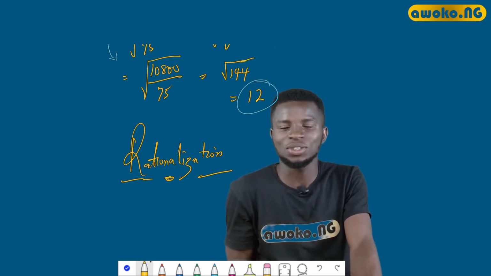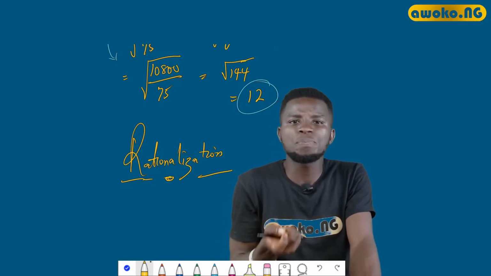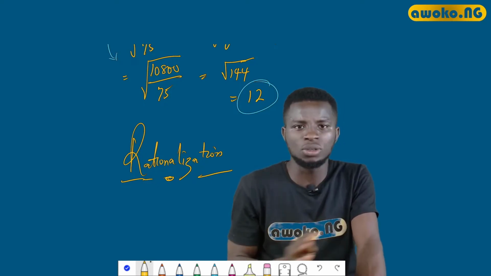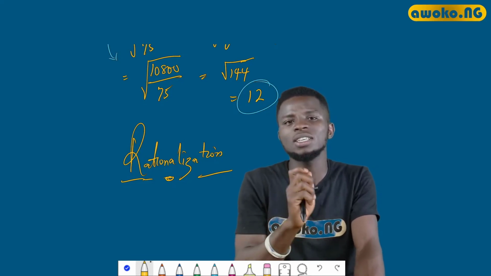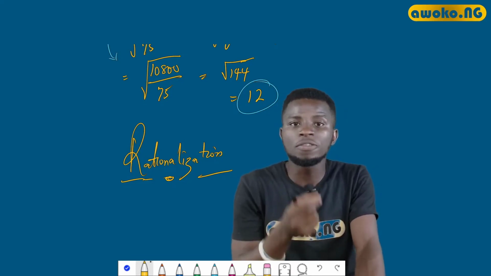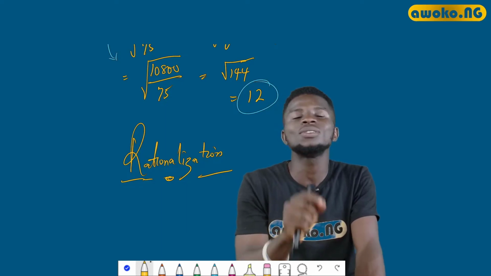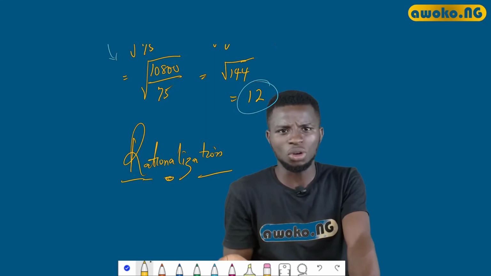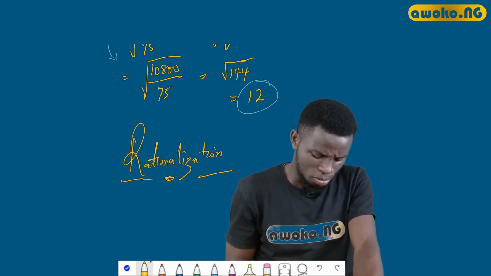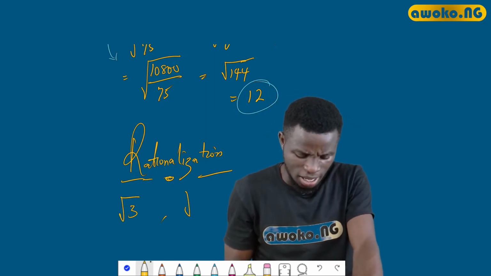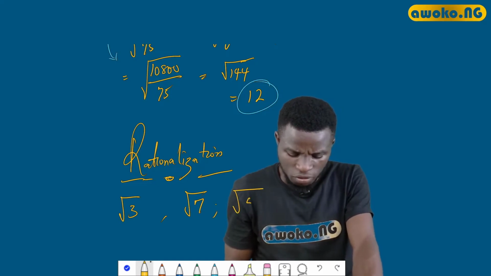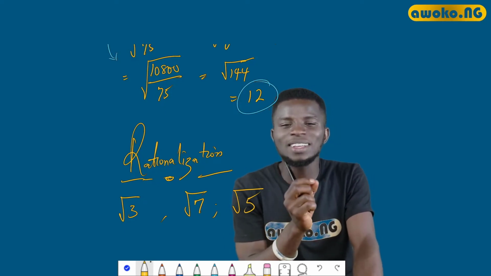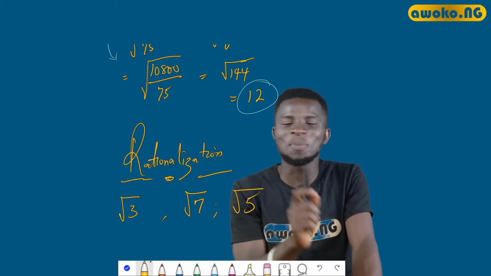So what is rationalization? It is simply concerned with the process of removing irrational numbers from the denominator. So when our major task is to remove irrational numbers from our denominator, then we say that what we are doing is rationalization. Irrational numbers, you know what irrational numbers are? Numbers like square root of 3, numbers like square root of 7, numbers like square root of 5, and so on and so forth. So let us simplify this further with some examples.